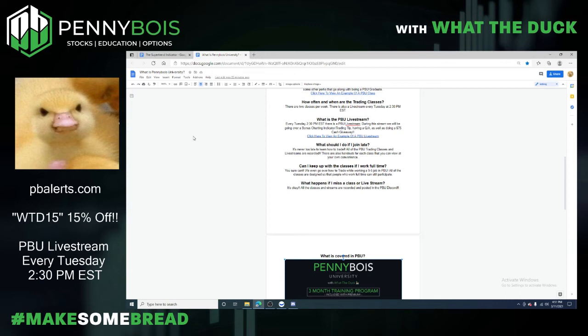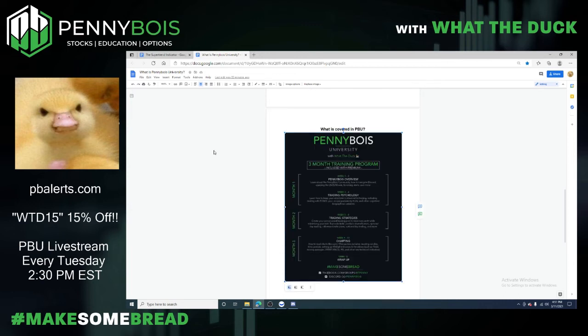Or making money while you're at work making money. In Pennybois University, we have the first month, which is a Pennybois overview, which is basically just learning what Pennybois is about, how our alerts work, and how our PBU buy-in method works. We also go over trading psychology, which is a favorite of a lot of our members.